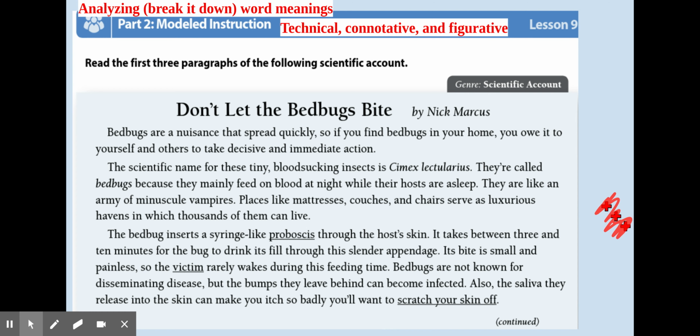Remember, technical is dealing with science and social studies and a lot of informational nonfiction texts that are being very subject area specific. Connotative is dealing with the feeling of a word. Is it positive, negative, and neutral, and how it makes the reader feel. And figurative language also deals with some of that positive, negative, and neutral tone as well, but it is using a metaphor, a simile, personification, hyperbole, idiom, or allusion in order to get across that particular tone.